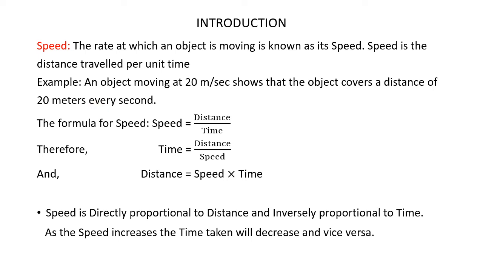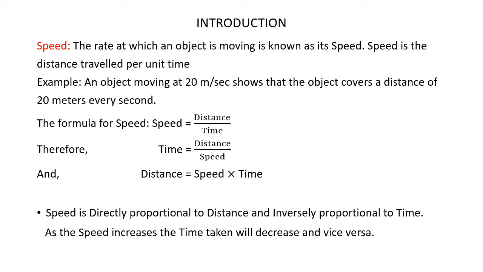Now let's learn about the formula for speed, time and distance. The formula for speed is equal to distance divided by time. From this formula, you can derive the formula for time and distance. So time is equal to distance divided by speed and distance is equal to speed multiplied by time. Remember these three formulas which will help you to solve problems on speed, time and distance.